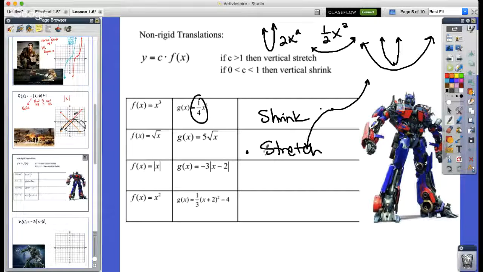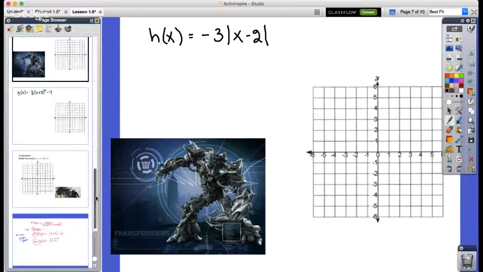Say again, -3 will be reflected, and go right 2. But the 3 tells me that we are going to stretch it out because that number is greater. It's still reflected, but it will be stretched out, okay? And if this number is 1/3, that x squared, it's between 0 and 1, so we call it a shrink, okay? So if you were to do one, here's one here. We'll do this one and be good, okay?